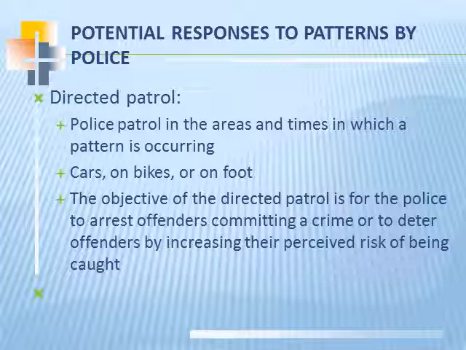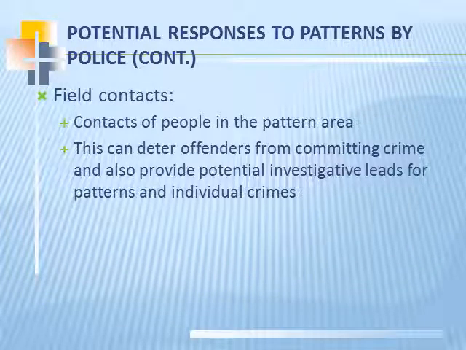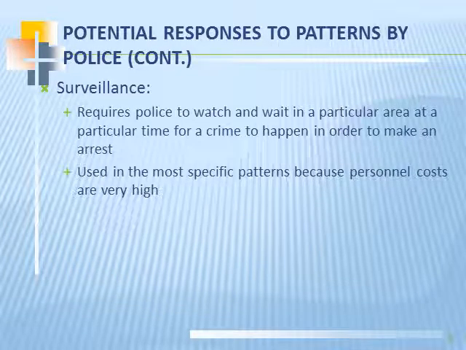Directed patrol is focusing police patrol in the areas and times in which a pattern is occurring. Field contacts are when officers make direct contact with people in the pattern area while conducting directed patrol. Surveillance requires police to watch and wait in a particular area at a particular time for a crime to happen in order to make an arrest.